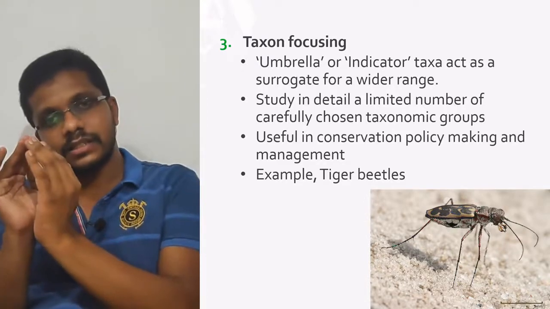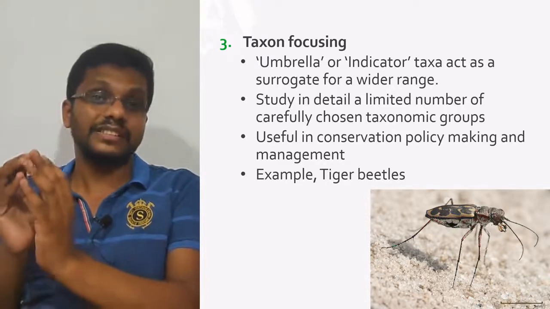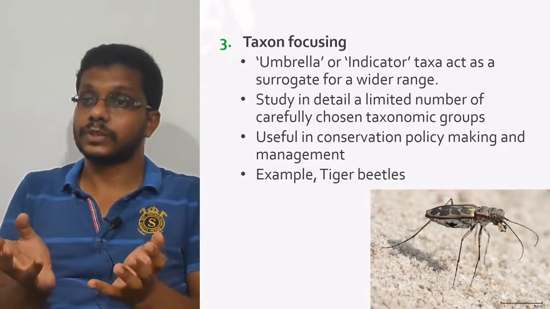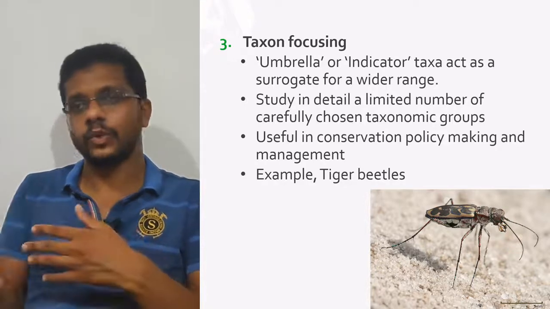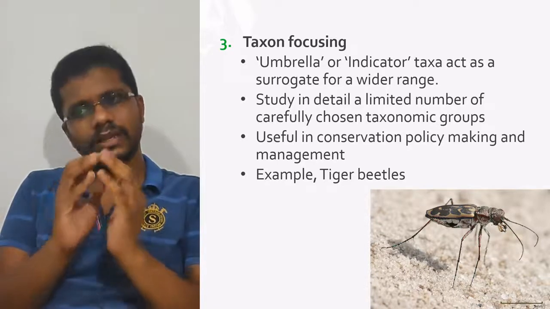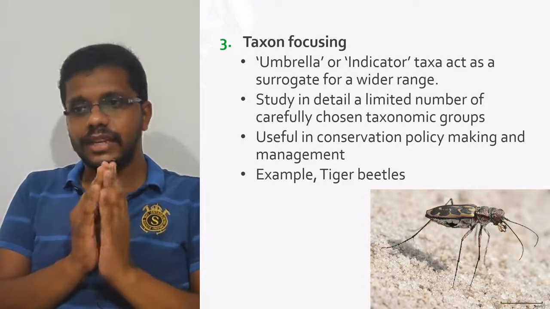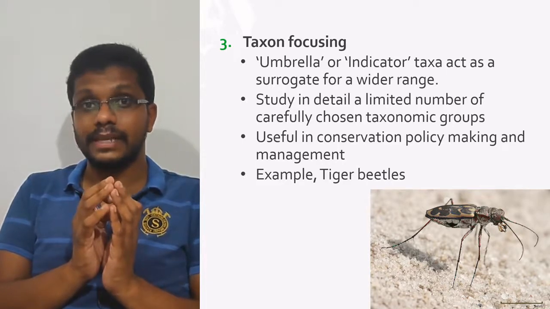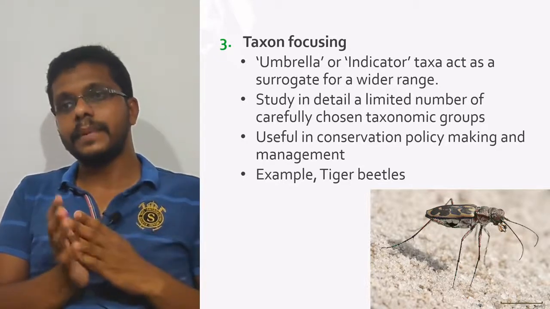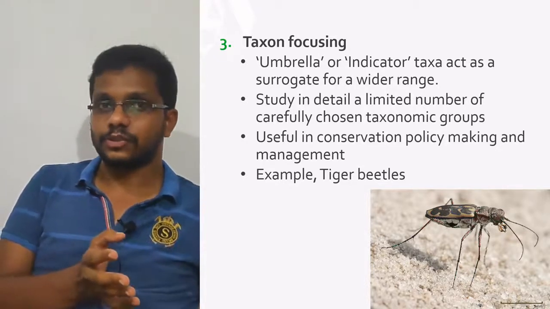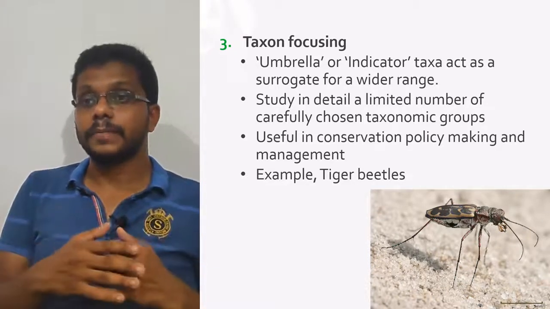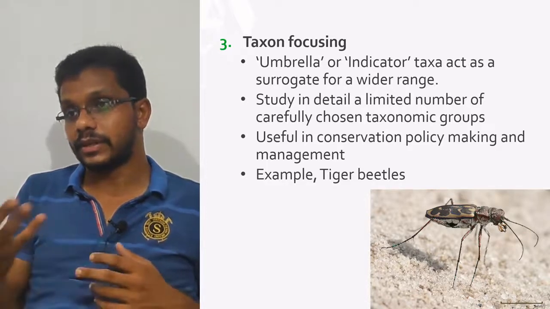We are studying only this particular taxa, but we are carrying out a detailed study in a limited number of carefully chosen taxonomic groups. So that's also doable. We are not studying the diversity in a huge group. We are studying in a small group, but it's a very detailed study, and it is very useful for conservation policy making and management. It actually gives an idea about the total biodiversity. And when we compare this taxon focusing with the previous method, taxon focusing has many advantages.